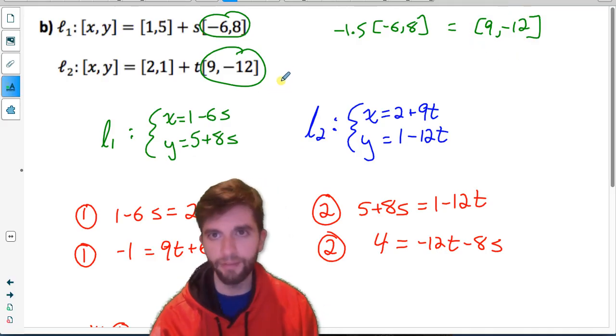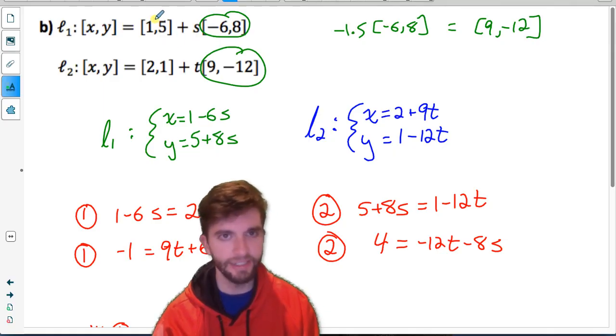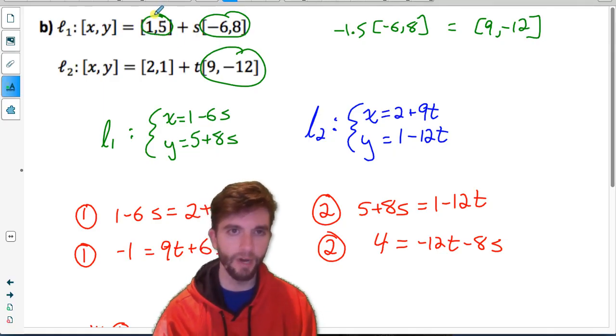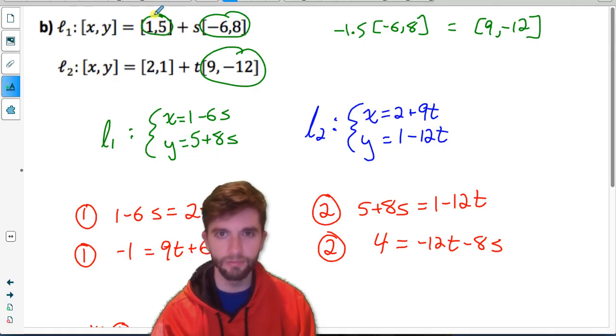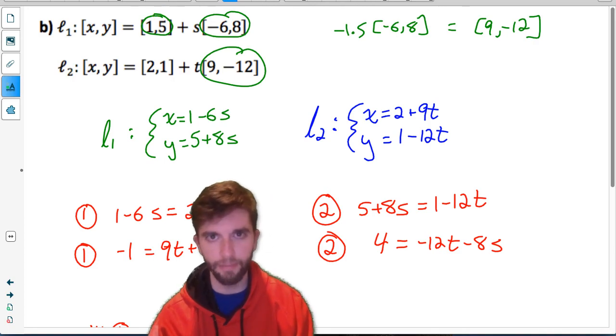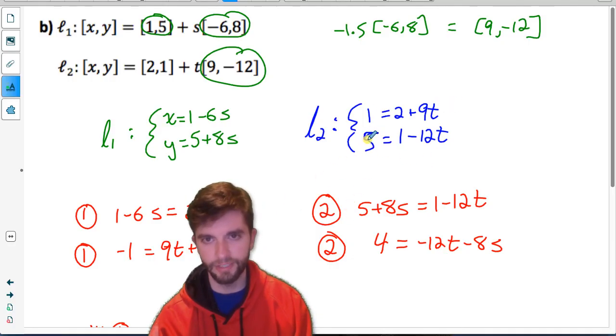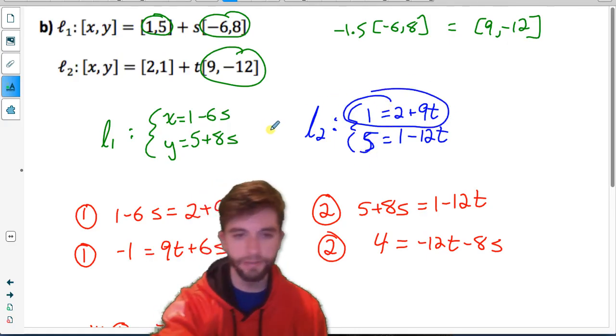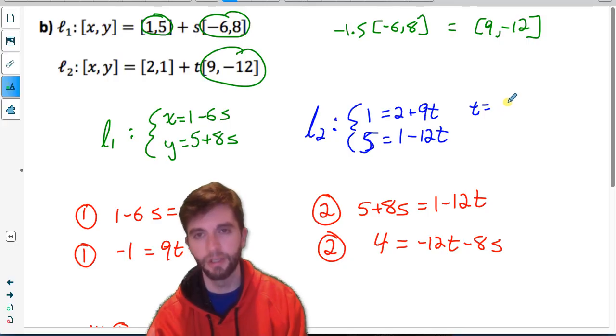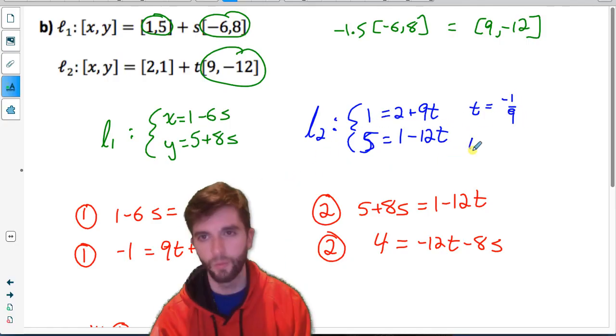And then all we would have to do is check and see, is this point from line 1 on line 2? So just plug that point into the parametric equations of line 2, solve both of those equations, and see if there's a value of t that makes it true. If we solved this one, we would get t equals negative 1 over 9. If we solved this one, we would get t equals negative a third.